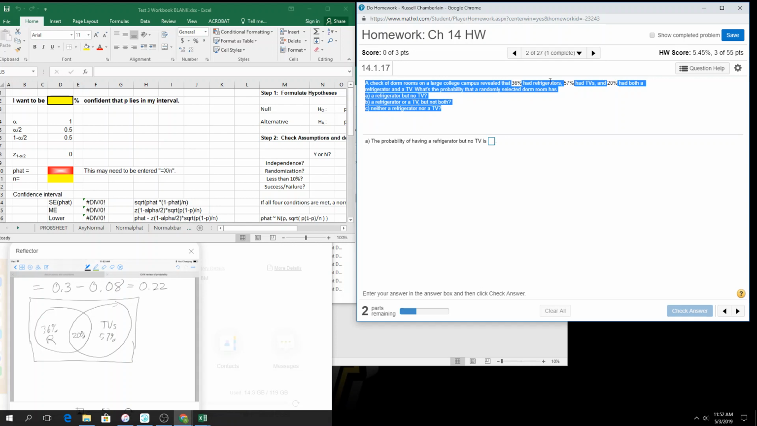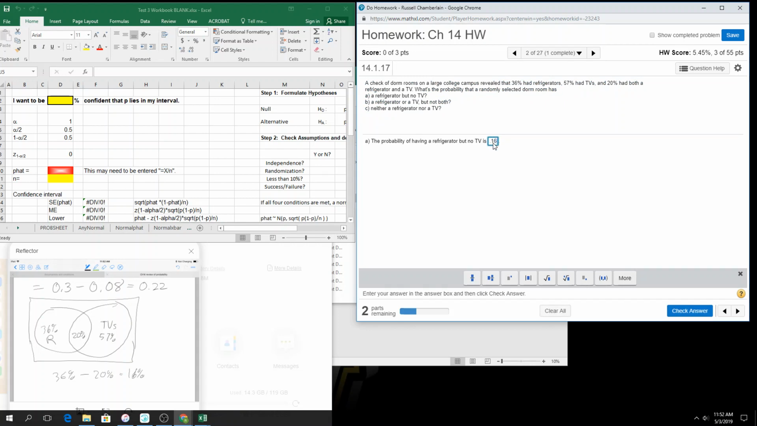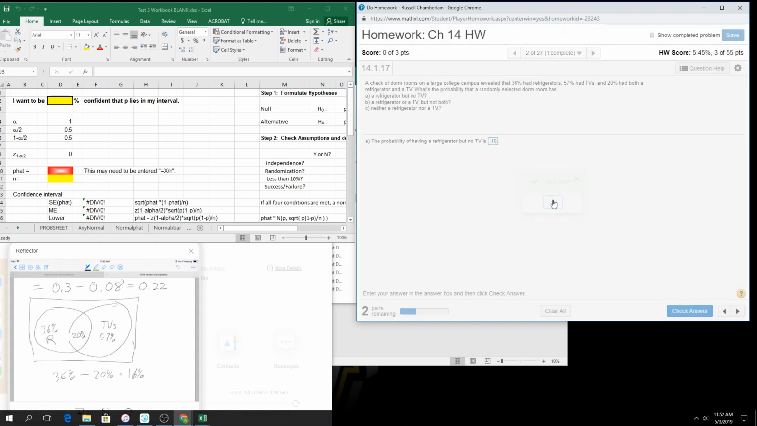Okay. Refrigerator, but no TV. Well, 36% have refrigerator, minus 20% have both. What's that going to be? 16%. And remember that I'll have to put this as 0.16. Thank you, Pearson. I know, I'm just brilliant. Okay.